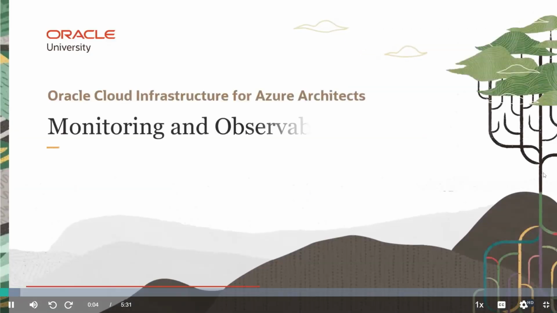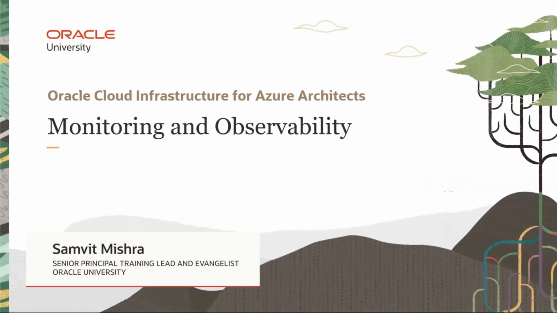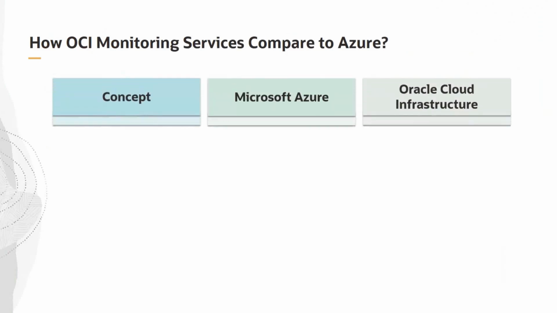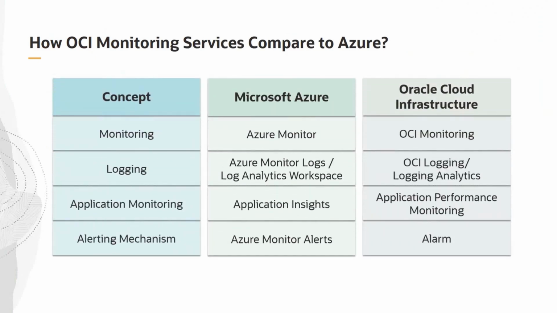Hello and welcome. In this lesson, we will talk about monitoring and observability, and we will also have a look at how the OCI offerings compare to Azure in this space. So let's get started. Both Azure and Oracle Cloud Infrastructure have a monitoring service offering. Azure calls it Azure Monitor and OCI calls it OCI Monitoring.